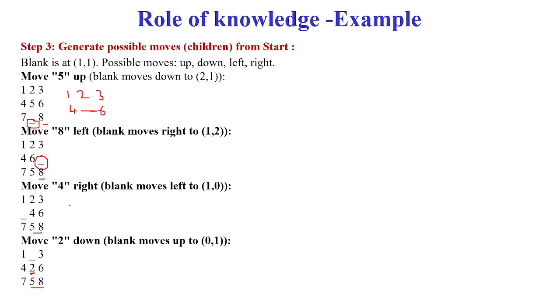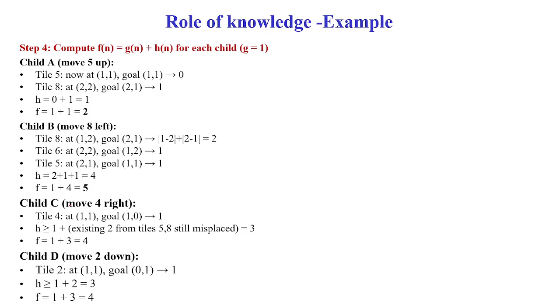Okay. Now we'll see how to do that. To compute, we use the A star search. F of n is equal to G of n plus H of n. So we take G equal to 1 for all children, because every time we make exactly one move.